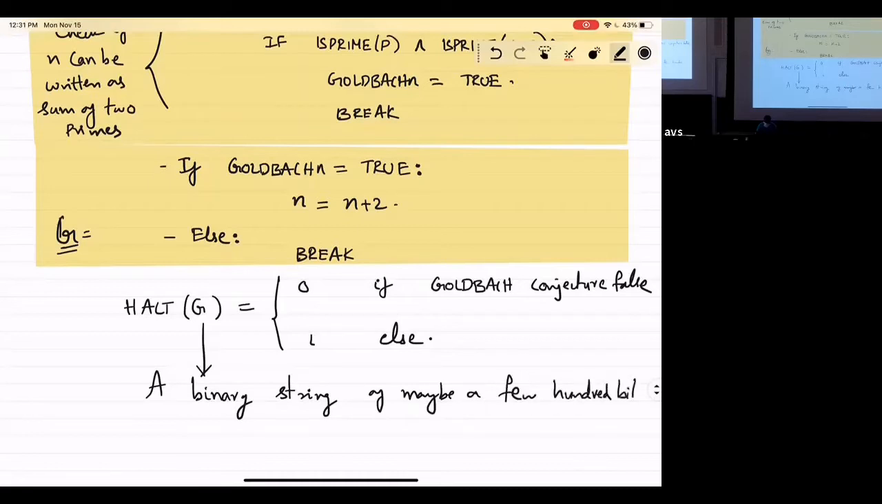Okay, that's it. So if I could solve halting on programs which are only a few hundred bits long, then magically I would have solved many number theory questions and all kinds of other stuff. But we don't believe we can do that, even for such short programs.